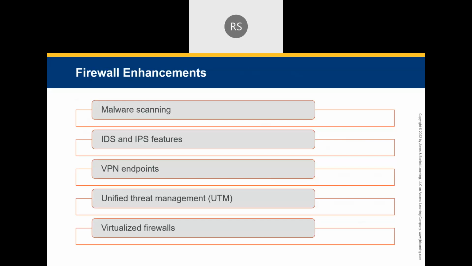Now, Unified Threat Management, or the UTM, this consolidates various security features into a single solution. It's including the firewall, the antivirus, IDSs, IPSs, VPNs, and content filtering. And it makes it easier for organizations to deploy and manage multiple security features with that unified platform.